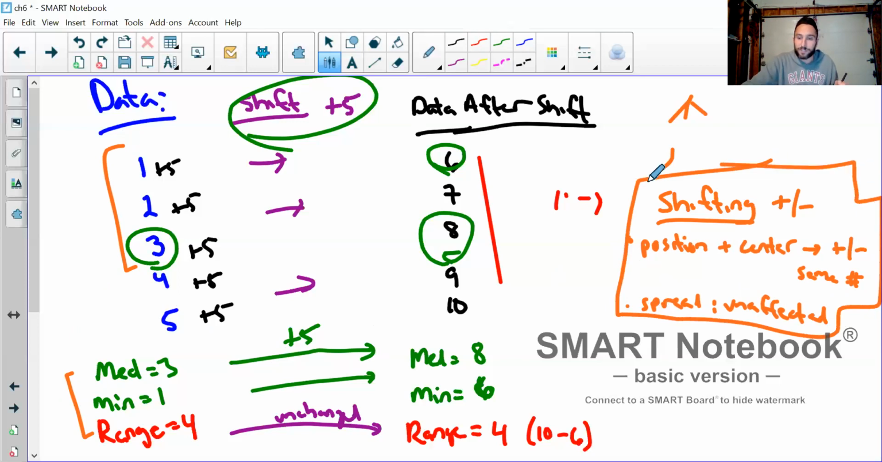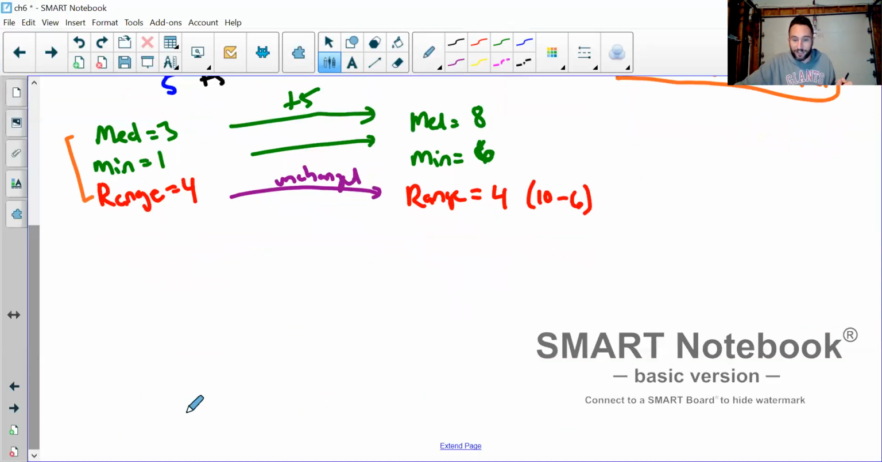Now, just to wrap this up, one last comment to help us better understand this. If we're shifting a data set, let's think graphically about what's going to happen.